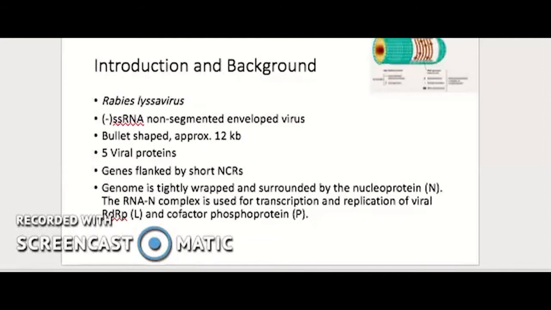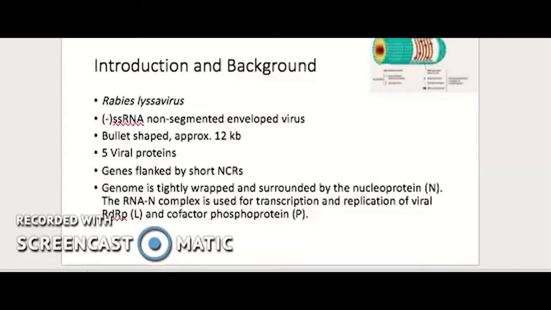Now to get started. Now to break down the rabies virus. Rabies lyssavirus is the scientific name given to the rabies virus. The virus is a single-stranded, negative-sense, non-segmented, enveloped RNA virus. The virus takes a bullet-shaped form with its genome consisting of around 12,000 nucleotides.